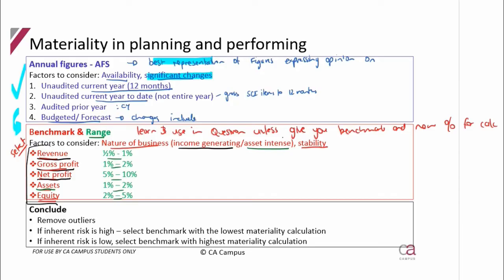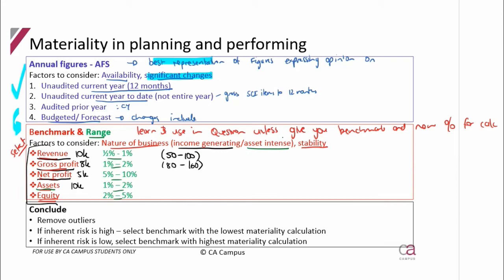If my annual financial statements are used, and we've got revenue sitting at 10,000, gross profit is at 8, net profits at 5, and assets at 10, and I'm not going to even look at equity. I go and apply my percentages to that. So I go 0.5% times 10,000, I get 50 to 100. That's my range here for revenue. For gross profit, my range is now 80 to 160.